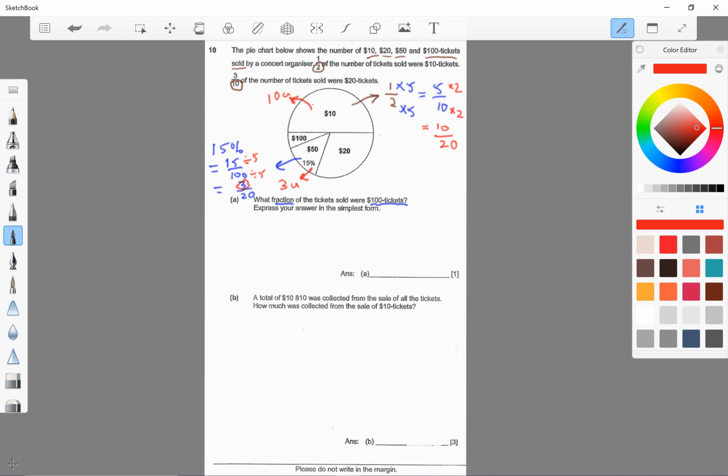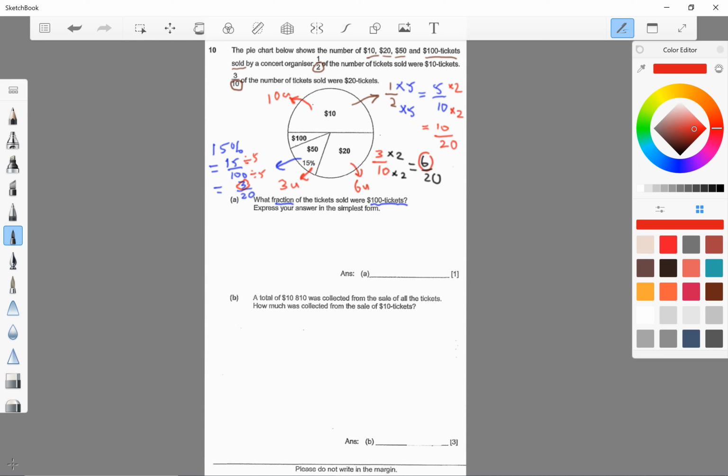So what about this $20? They told us that $20 is 3 out of 10. So it's going to be useful for me to change the denominator 10 into 20 to have the same total units as everyone else. In doing so, I'll have 6 out of 20. And I'll label that the $20 is actually 6 units, which came from the numerator 6.